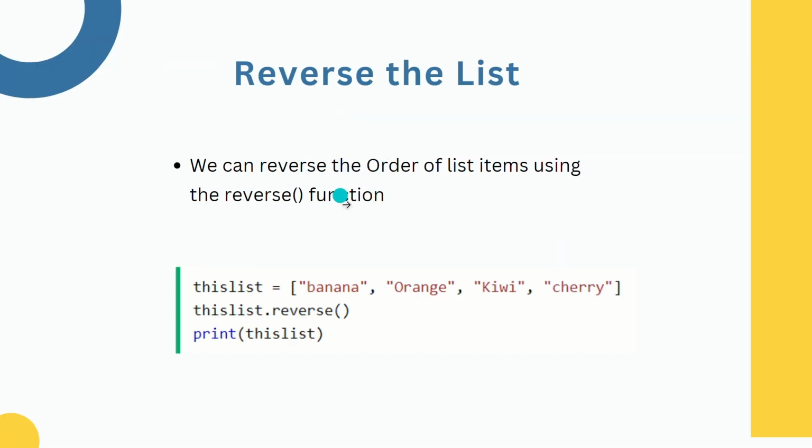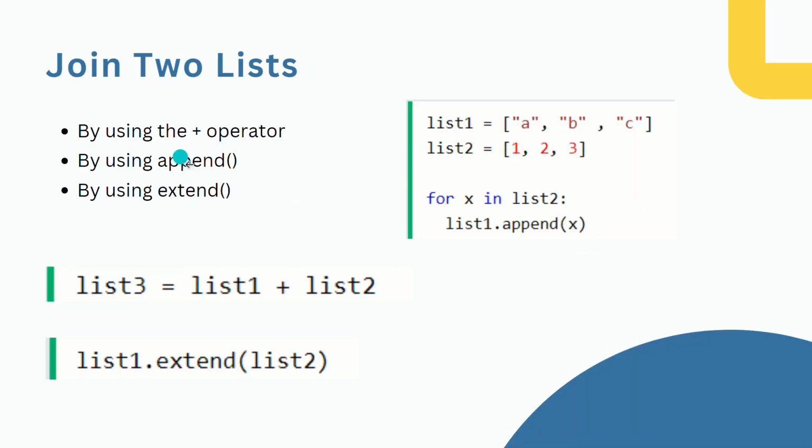Now to reverse the list, we can reverse the order of the list using the reverse function. It is pretty simple. You just write the list variable and then dot reverse. To join two lists, you have three options. First is pretty simple. By using the plus operator, you can simply write, let's say, l3 or any new variable equals list1 plus list2 and it will be joined and stored in list3, of course.